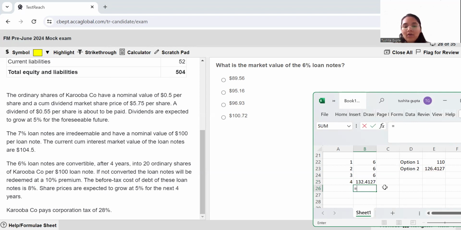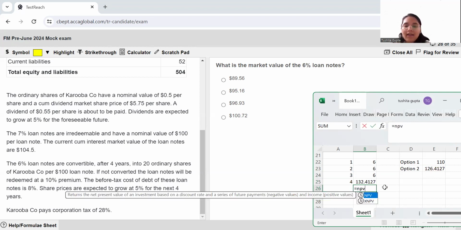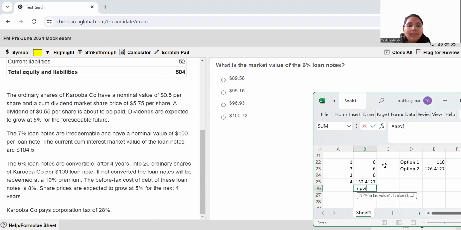So I will find out the NPV, the net present value of all of these cash flows. The rate that I'm going to be using is the before tax cost of debt, which is 8%. Now, if you just take all of these figures from here, hit enter, you will arrive at your answer. You will see that the correct answer is not given over here.